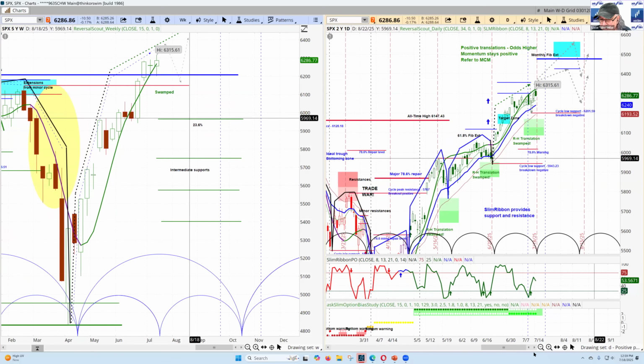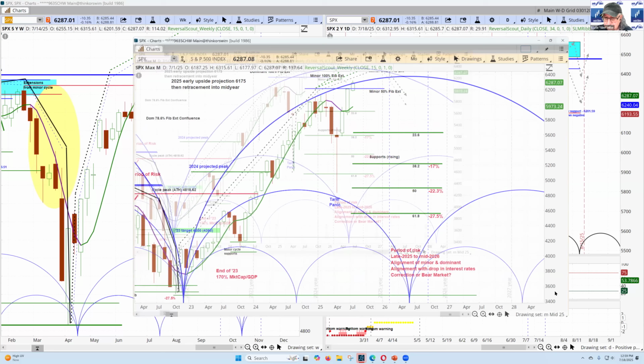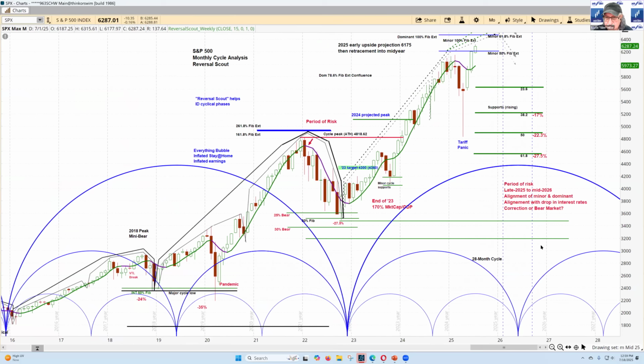That's what we do. We look at the probabilities and we let the market tell us what the conditions are. Right now, the market conditions are extremely positive. Let's take a look at the monthly. I'll just move the monthly in here, and let me just get a monthly chart and blow this up. And here's your monthly chart.